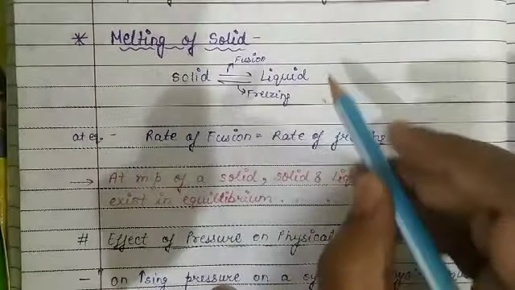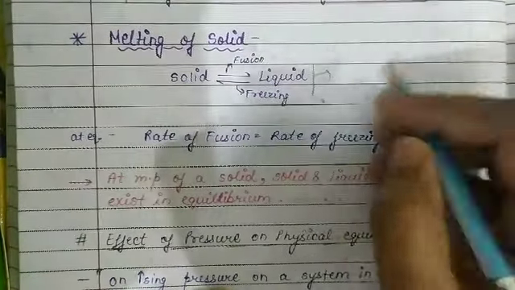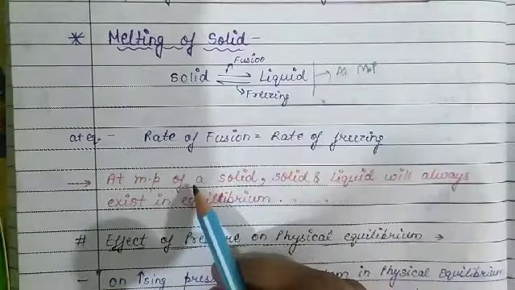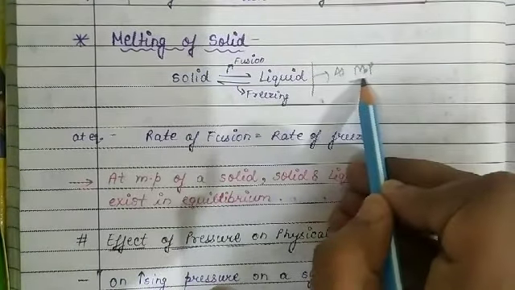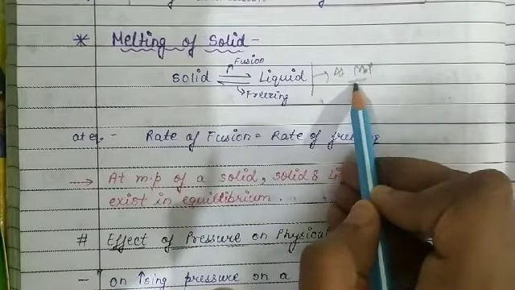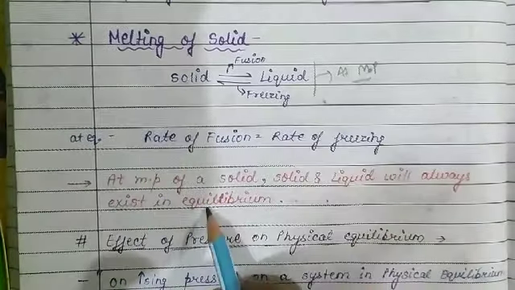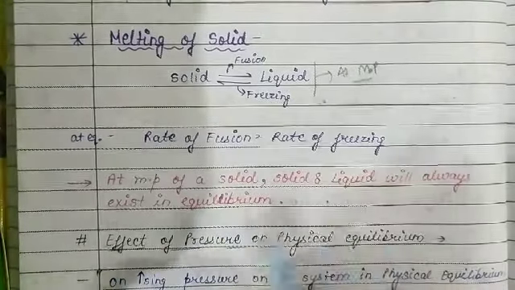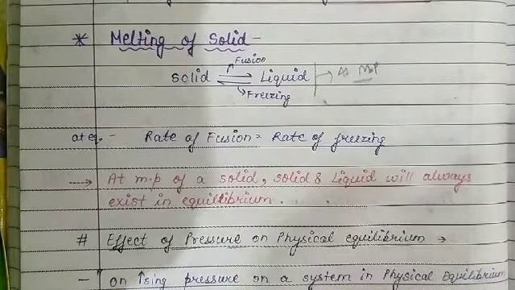And at the melting point of a solid, there exists equilibrium. So at the melting point of a solid, there exists equilibrium between solid and liquid. At the melting point, solid and liquid will always exist in equilibrium.